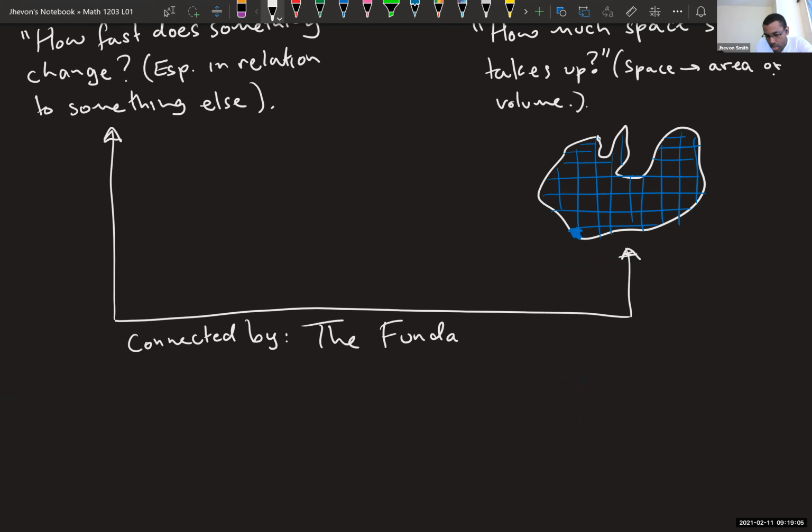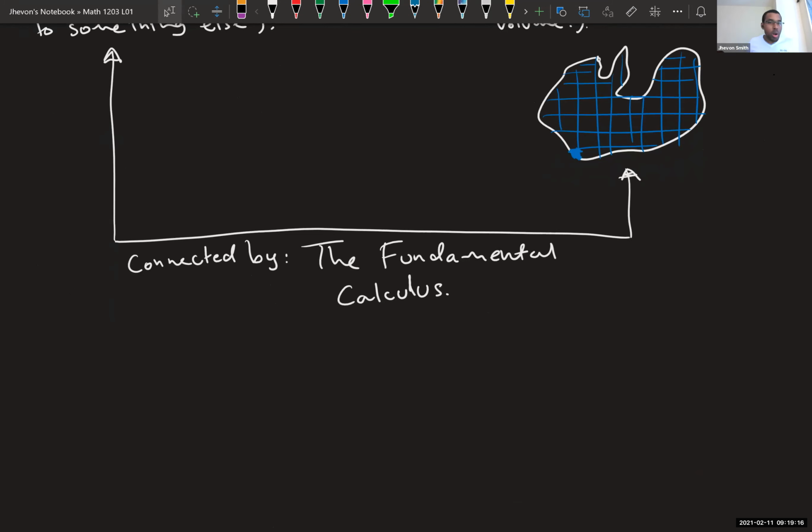Now, there's going to come a point in the semester where I'm going to tell you something called the fundamental theorem of calculus. And reasonably, a lot of students see this and they probably wonder, why is that so fundamental? And this is why it's fundamental. It bridged millennia of separate study into one cohesive theory.